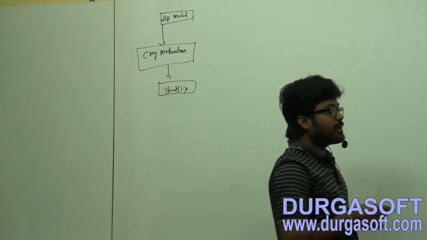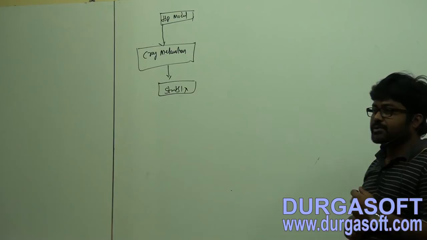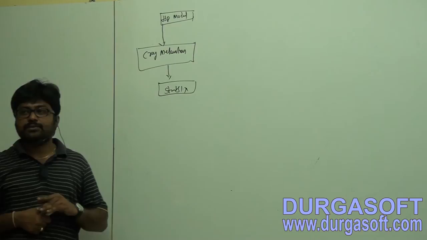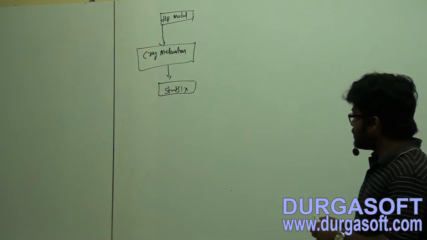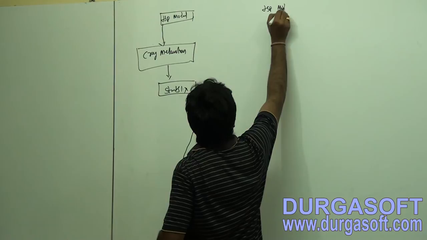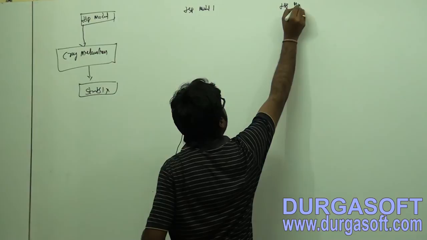We have 4 JSP model architectures: JSP model 1, model 2, model 3, model 4. As per the JSP models, there are 4 models: JSP model 1, JSP model 2, JSP model 3 and model 4.